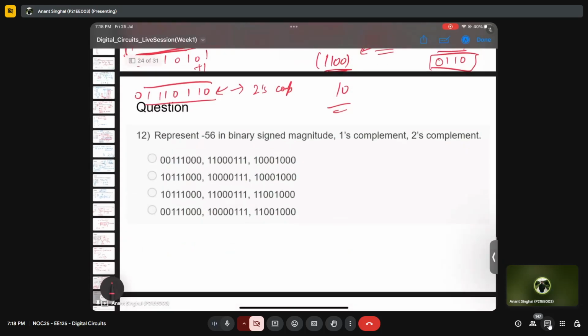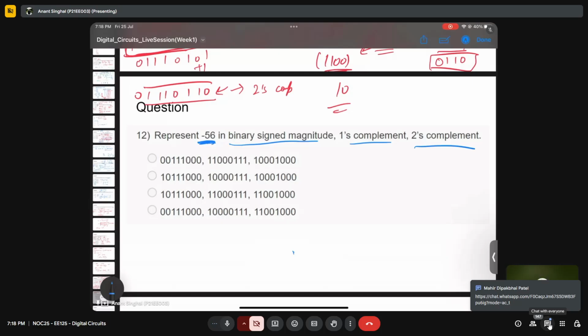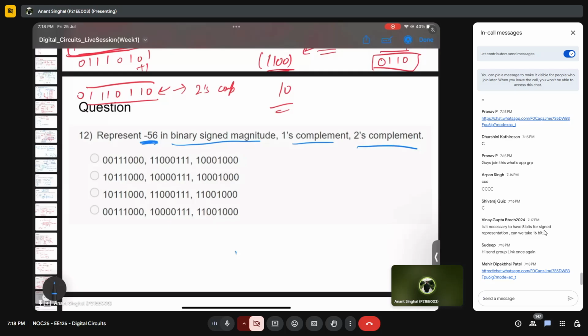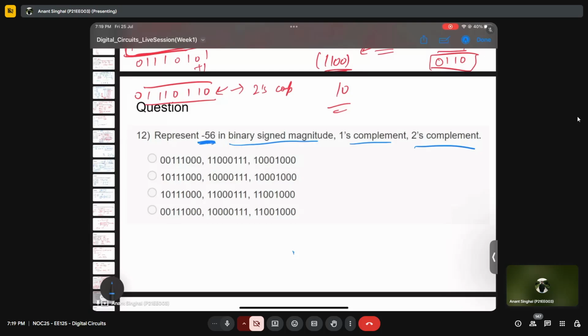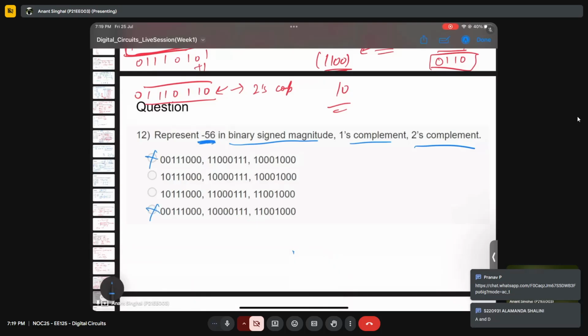Okay, so then try to do this. This is again a good question that will clear your doubts more. It says represent minus 56. So you need to see that minus is given in the binary sign, then 1's complement, then 2's complement. Take maybe 2 minutes and let me know what answer you are getting. First of all, it is given minus 56. So what options can we eliminate? A and D cannot be the answer.